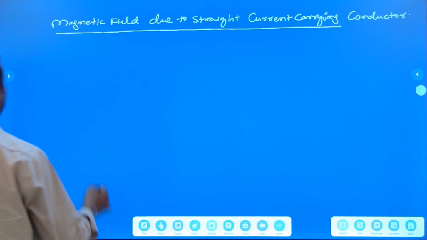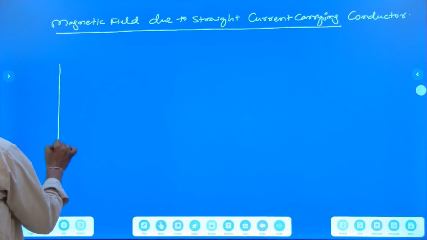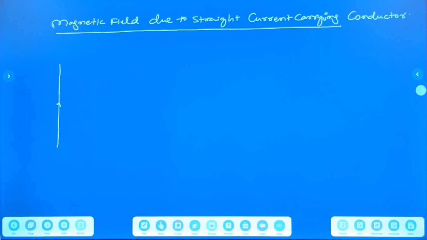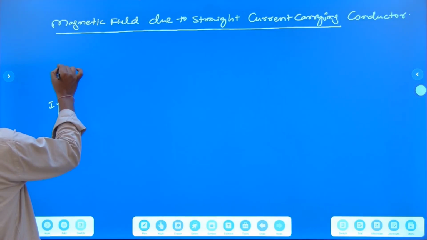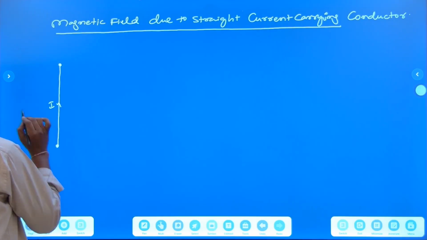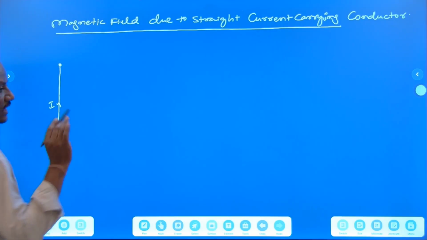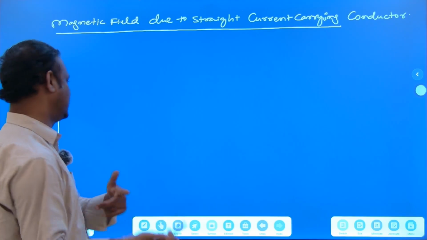So, the first one is this. This is a straight current carrying conductor. The current passing is I. It's a finite length. Again, I am not giving the proof. The proof we will discuss later.